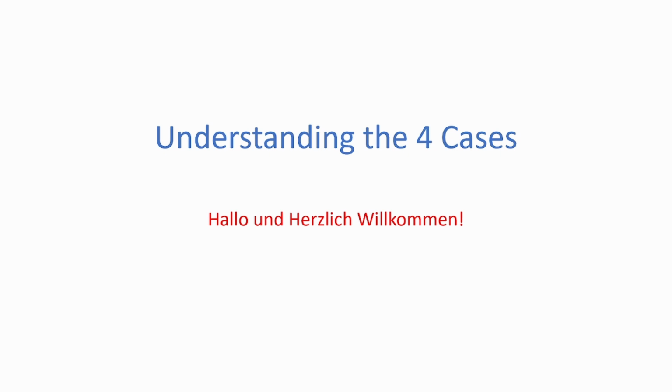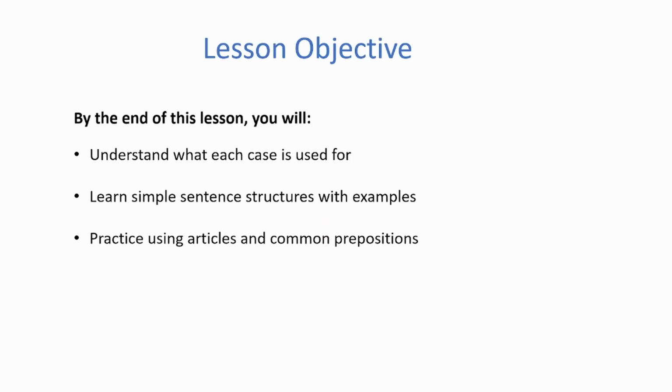In today's lesson, we are going to talk about the four cases in German: the nominative, dative, accusative, and genitive. These four cases are very important in the German language. So, los geht's. By the end of this lesson, you will learn what each case is used for, learn simple sentence structure with examples, and practice using articles and common prepositions.